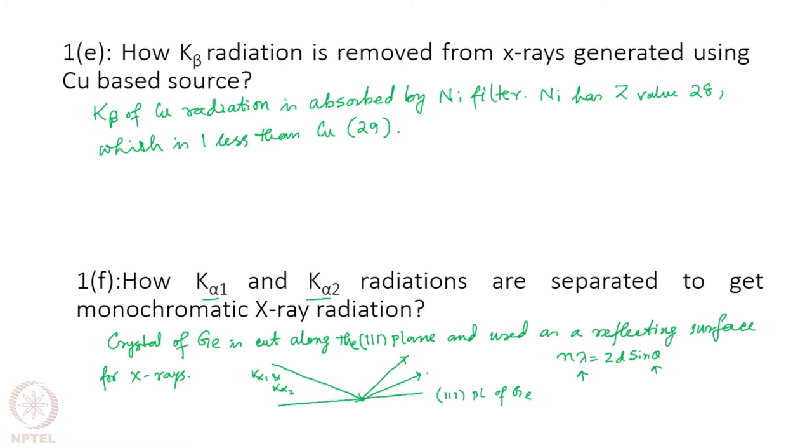In this direction the K alpha 1 will be diffracted, while K alpha 2 will be diffracted in a different direction. Of course, this reflection from one plane will reduce the intensity of both alpha 1 and alpha 2, but it will separate and guide the two beams in two different directions. So, now by placing a shutter somewhere here, one can eliminate the possibility of K alpha 2 coming out of the instrument, and one can take only the K alpha 1 out and then use this radiation for the X-ray diffraction experiments.